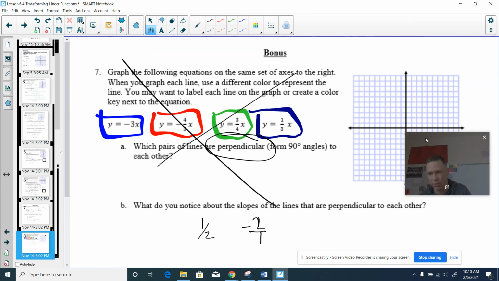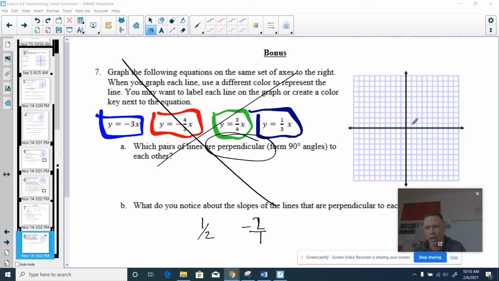And so I can just graph both of these really quick and kind of show you. Let's say the y-intercept for each of these is 0, right? So then I would go up 1, right 2 for the 1/2, and keep going, right? Boom. So this is that one. Now if I have a slope of -2, watch what happens. So I have the same y-intercept again. So I go down 2, right 1, down 2, right 1, down 2, right 1.